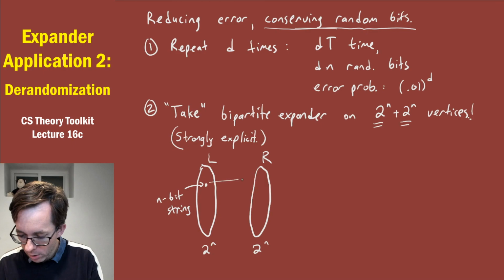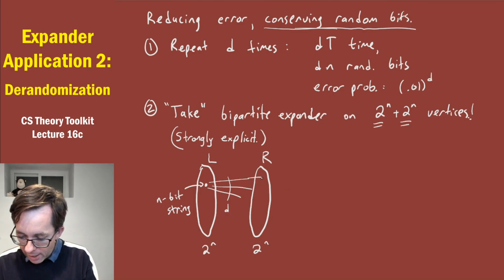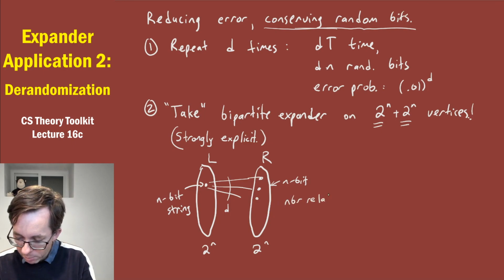and the algorithm thinks of a number between 1 and D, or 1 and 64 specifically, then it can figure out, in polynomial in n time, the names of these D neighbors. These are also n-bit strings. The point is that you can work out the neighborhood or neighbor relationship in poly n time.